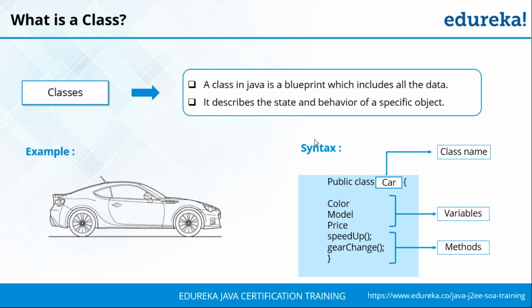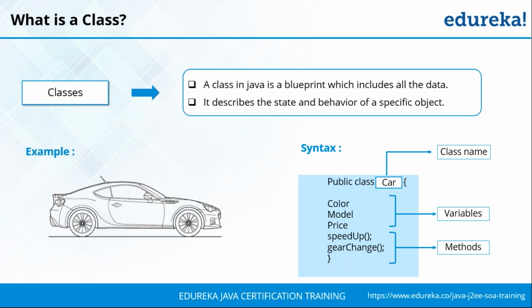Now moving towards the syntax of a class, or how you can define a class in Java code. A class logically groups our data and functions together. In technical terms, these are called variables and methods. We'll learn about these in detail, but if I relate to the same example, my variables here are color, model, and price. A variable is nothing but an attribute of a class.